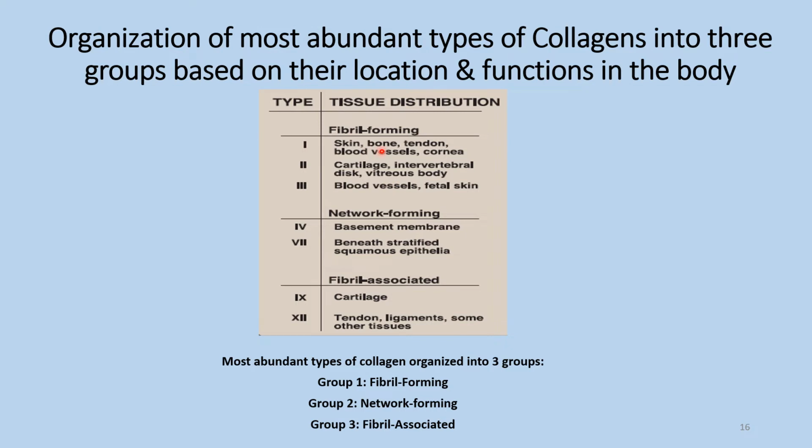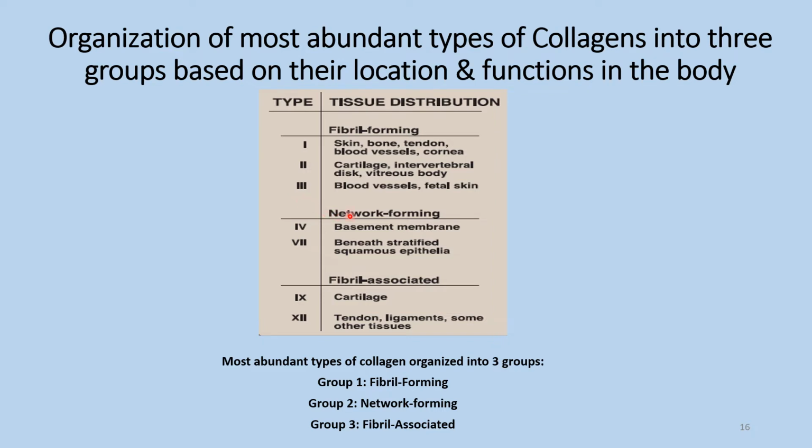In skin, bone, tendon, blood vessels, and cornea, type 1 collagen is abundant. In cartilage, intervertebral disc, and the vitreous body of the eye, type 2 is present. In blood vessels and fetal skin, type 3 is also present.